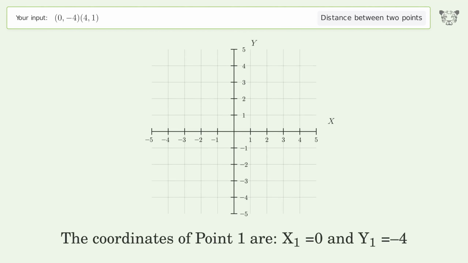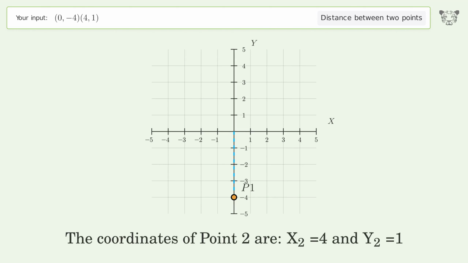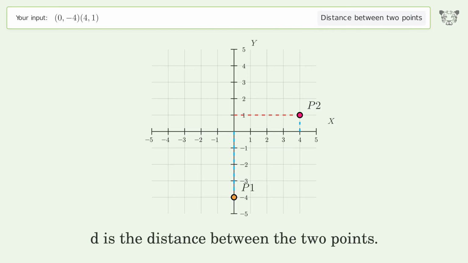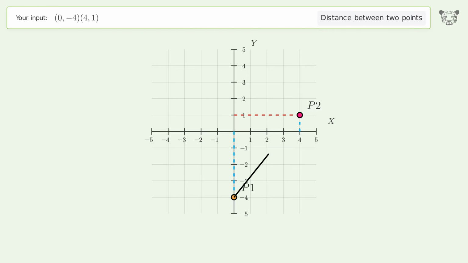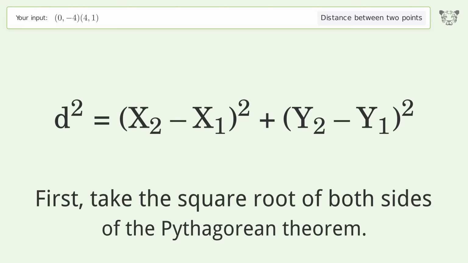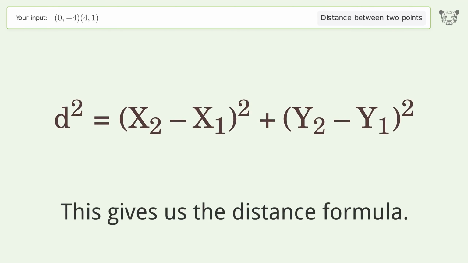The coordinates of point 1 are x1 equals 0 and y1 equals -4. The coordinates of point 2 are x2 equals 4 and y2 equals 1. D is the distance between the 2 points. First, take the square root of both sides of the Pythagorean theorem. This gives us the distance formula.